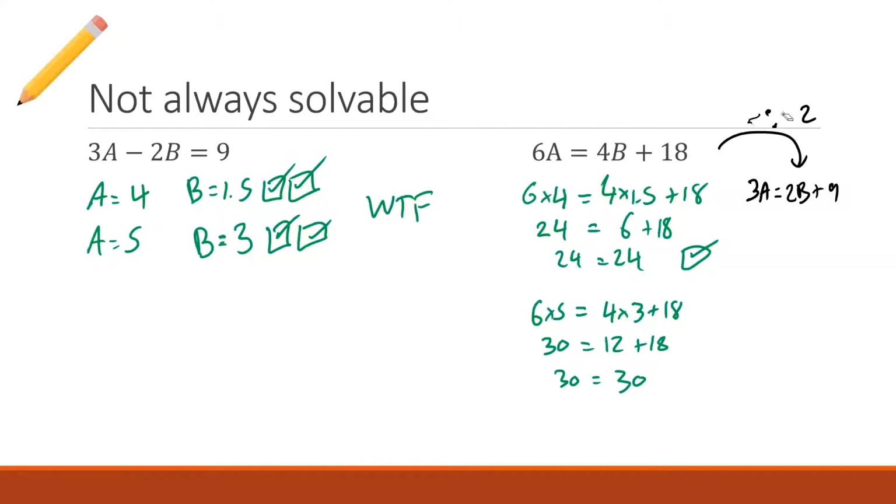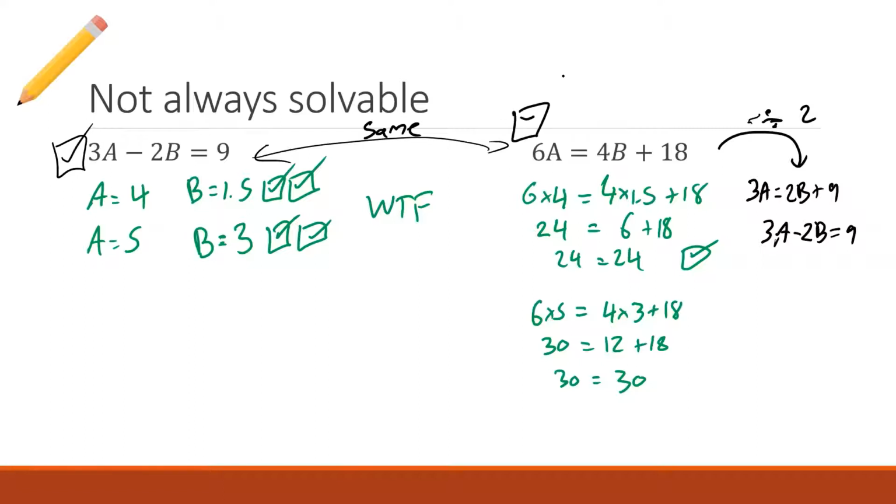And then now you can sort of say, hey, this looks a bit similar. If I now subtract 2b from both sides, I actually end up with 3a take away 2b equals 9. These two look different, but they are the same equation. And so therefore, everything that works in this equation will also work in this equation. These are not simultaneous equations, because they are the same equation.